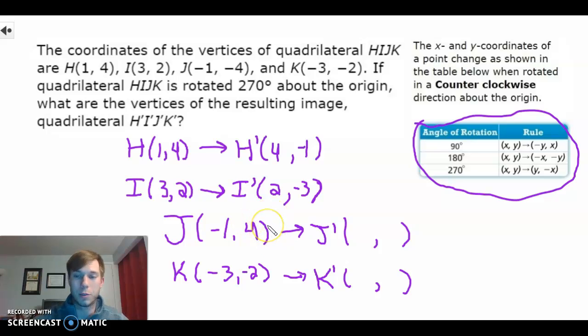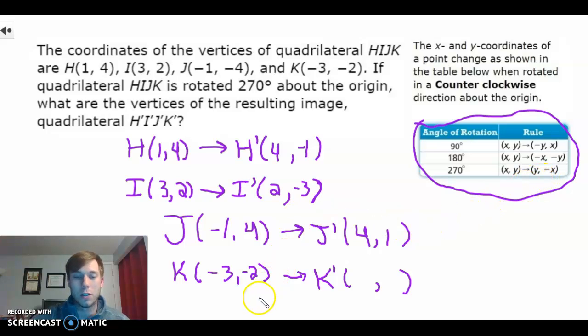Let's look at J. We're going to get a little tricky here. J to J prime, if we have x, y, because 270, we're going to go y, -x. The y was 4, so we write 4. Now the x here was -1, and we want the opposite of x. The opposite of -1 is 1. So J prime is actually (4, 1). I hope you remember that this meant opposite, not just that we're going to write a negative here.